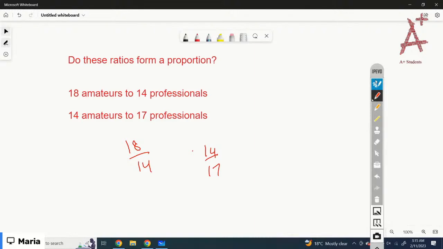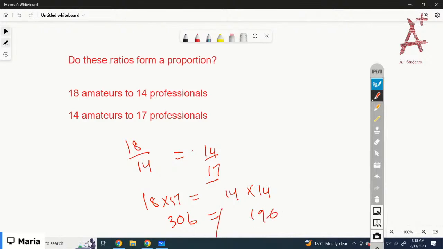So let's just do cross multiplication. Multiply the denominator by the numerator: 18 times 17 and 14 times 14. Let's multiply. Let me just use the calculator. 18 times 17 is 306 and 14 times 14 is 196.